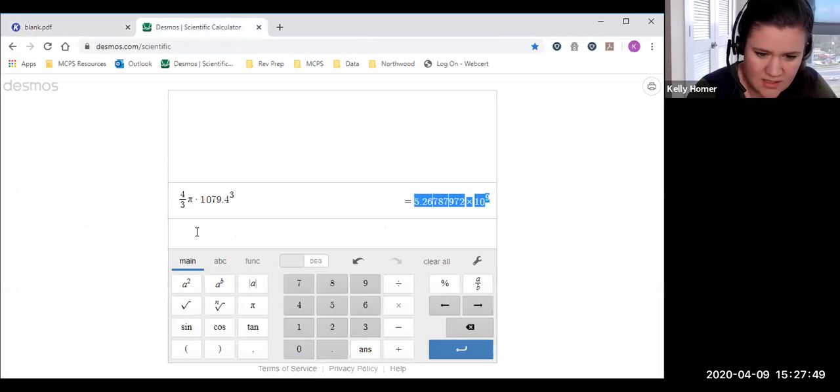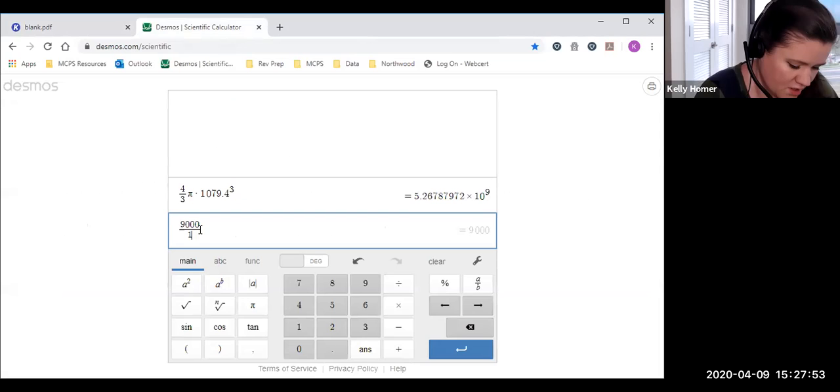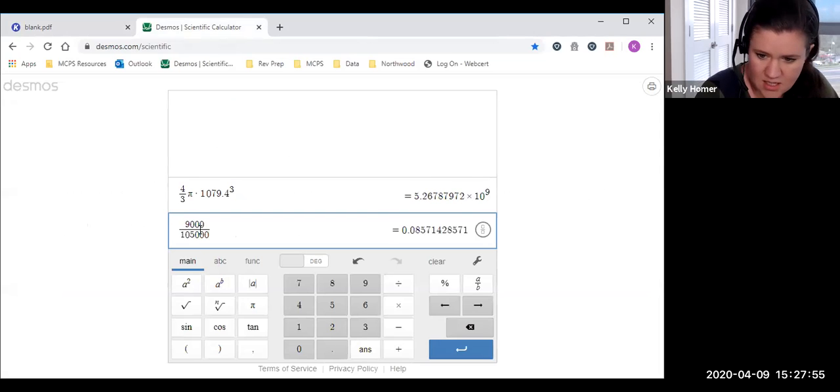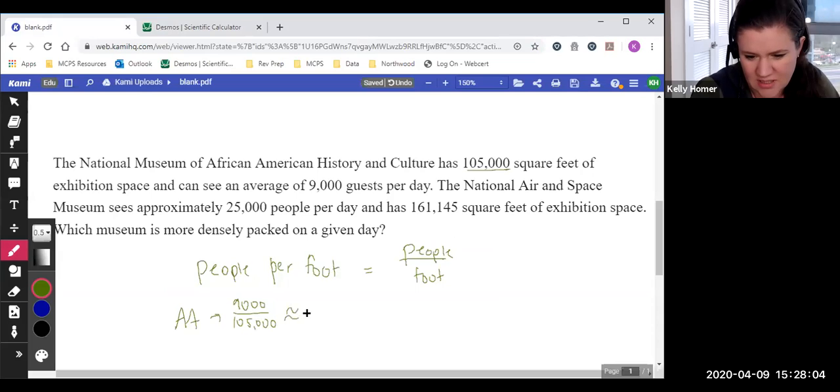So what I would do is 9,000 divided by 105,123. I'm going to round it and just say 0.086. So that's approximately 0.086 people per square foot, right?